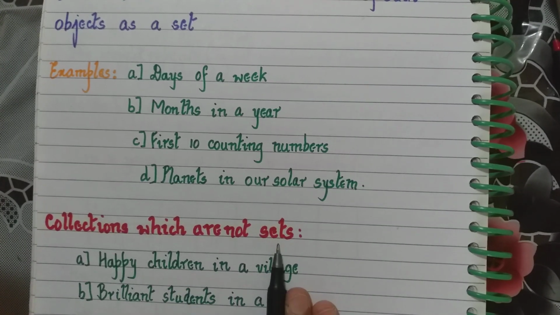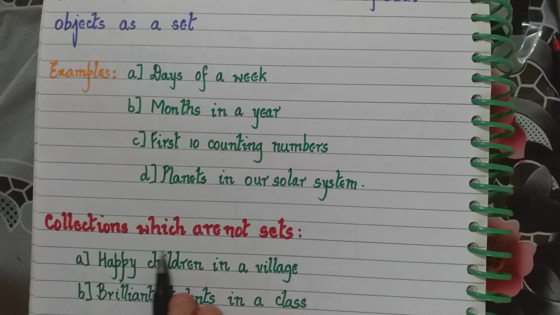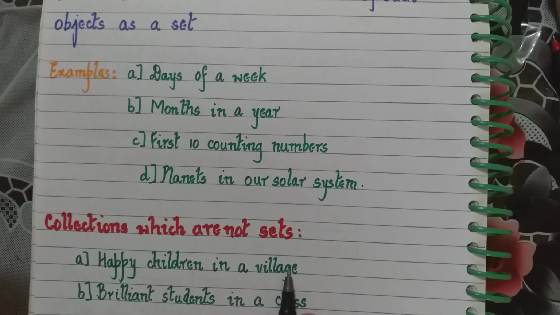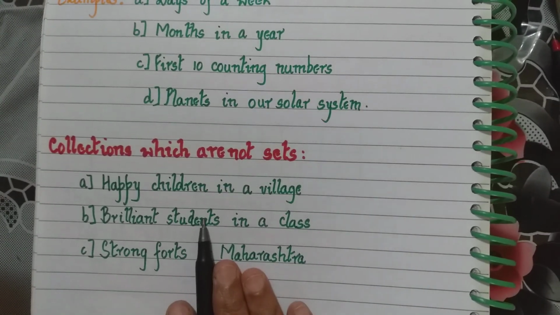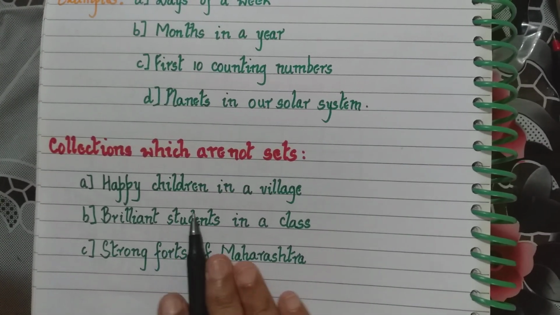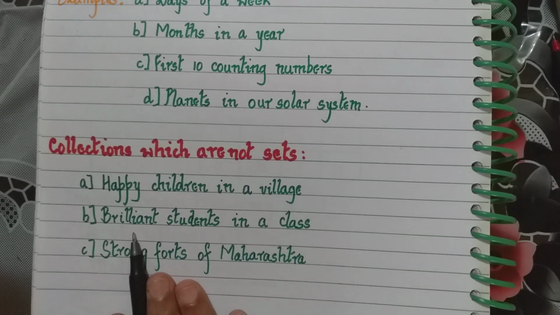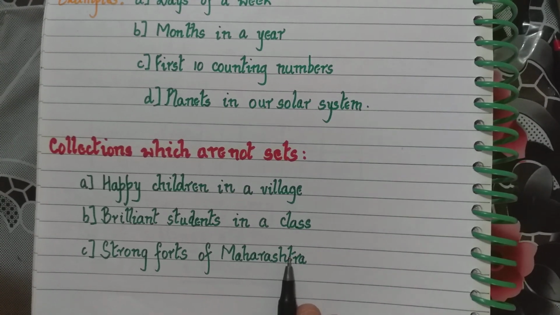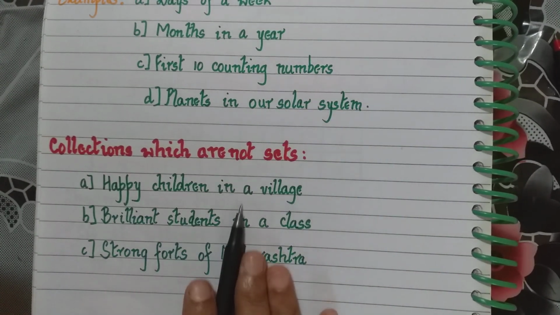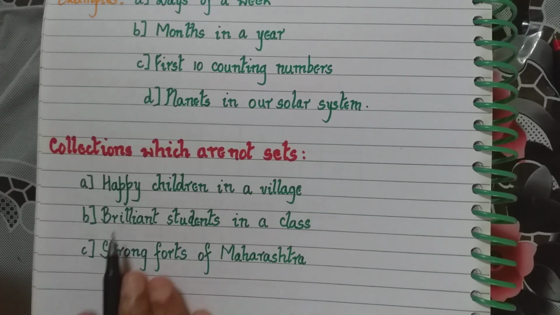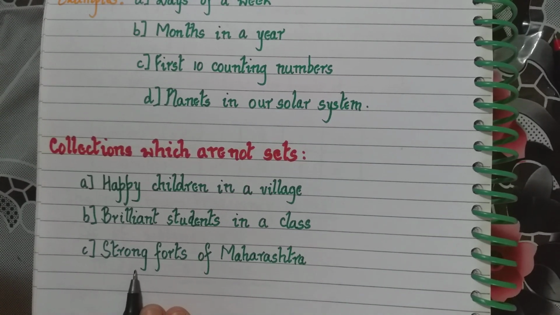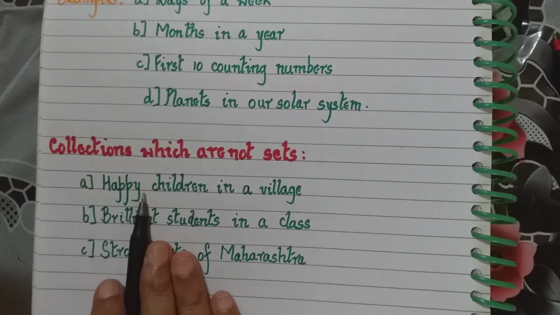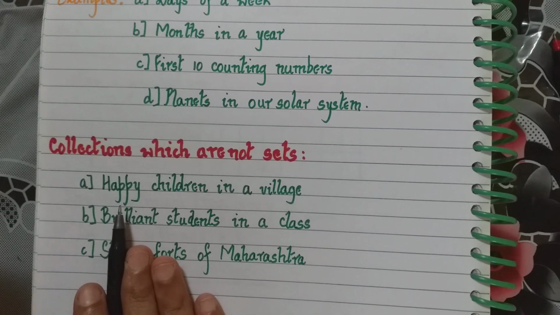Then we have collections which are not sets. So we must know the distinction between collections which are sets and collections which are not sets. Now see these examples written here. First, I have written happy children in a village. Second is brilliant students in a class. And third, strong force of Maharashtra. In all these, we have words like happy, brilliant and strong, which can be differently accepted by different people.